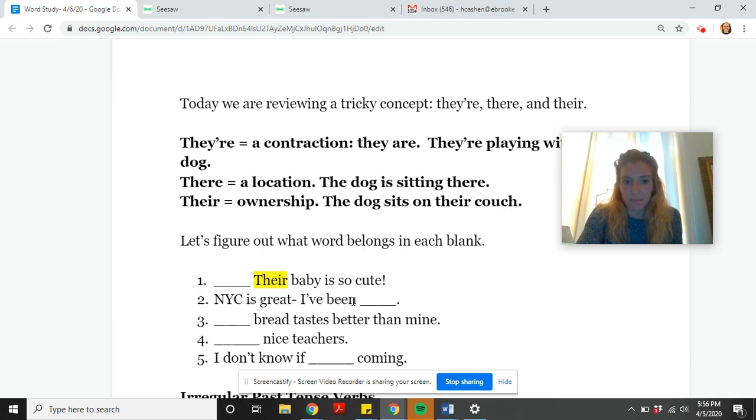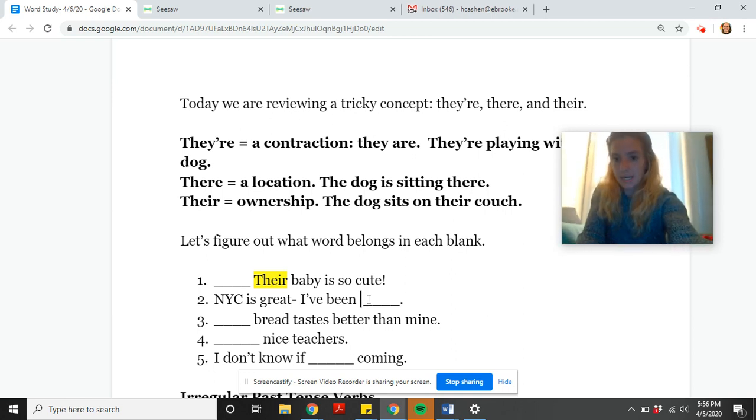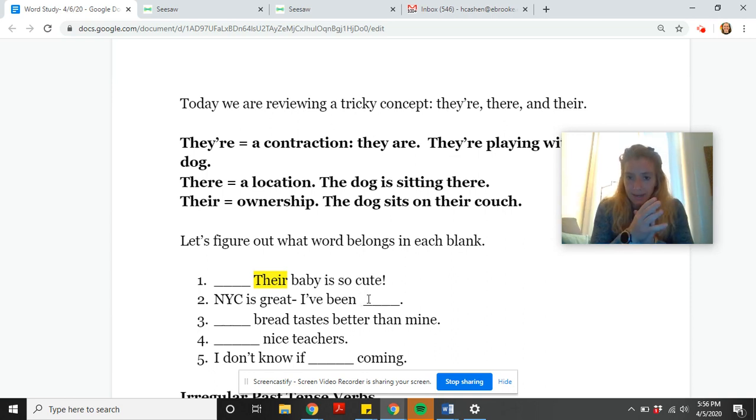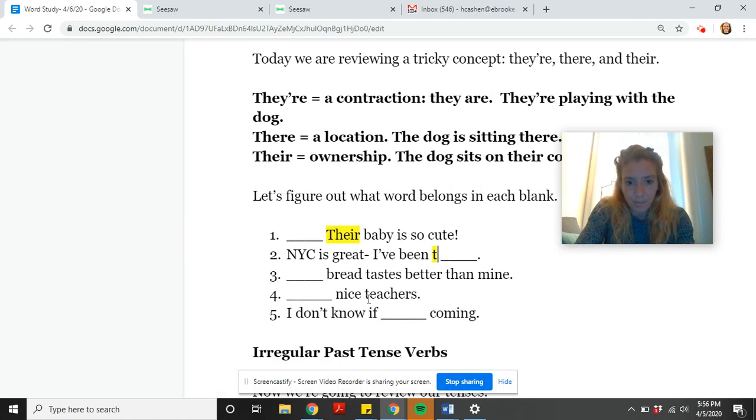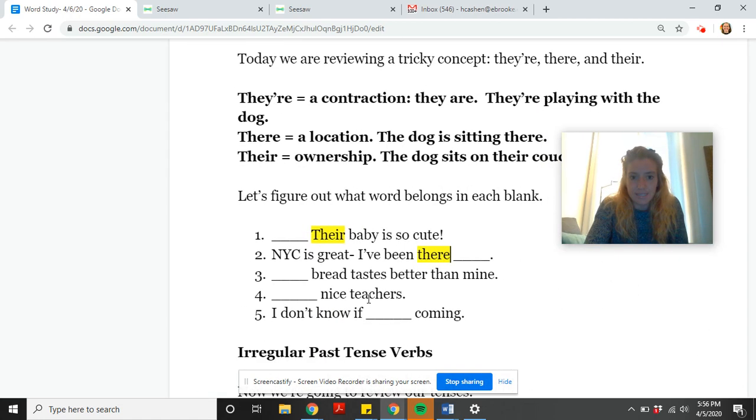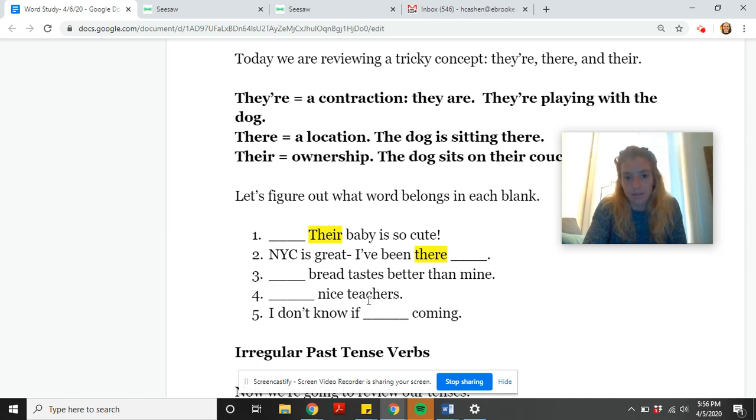All right. Number two, NYC is great. I've been there. Now let's do our little test. Could it be they are there? NYC is great. I've been they are. No. Could it be a location? NYC is great. I've been there. Like the location? It could be. Now let's double check that third one. It's ownership. NYC is great. I've been there. Does that answer the question whose? No. So I know it must be the one that shows a location. There shows the location of something.